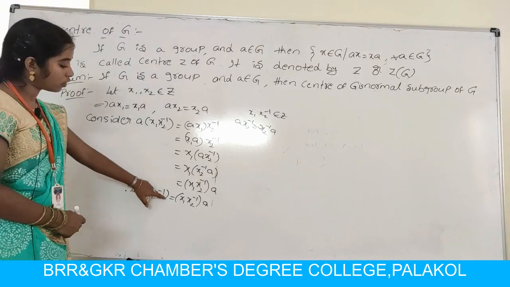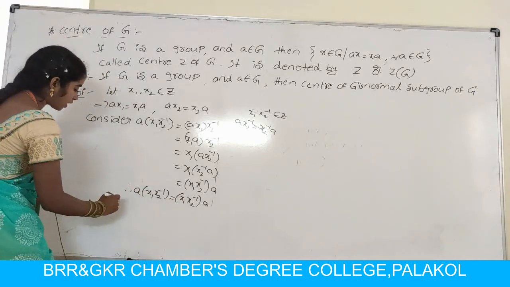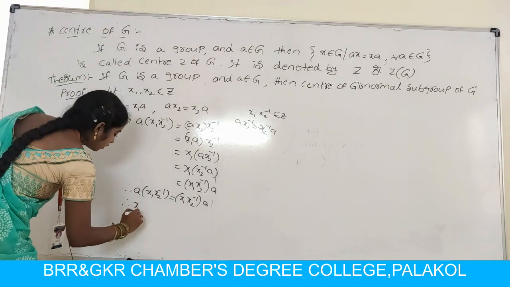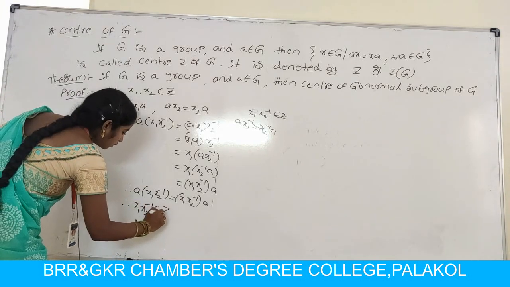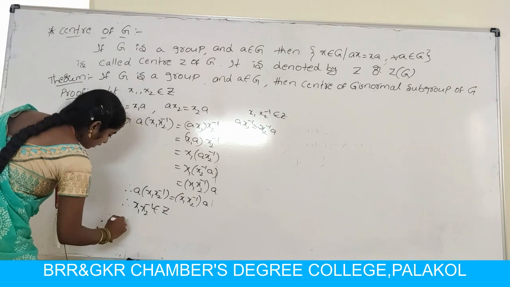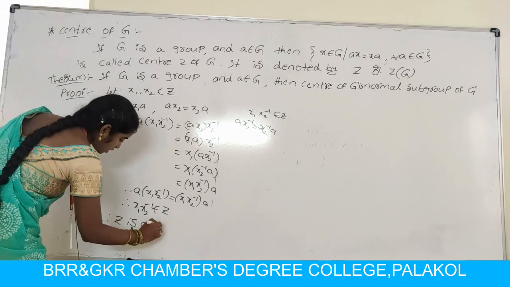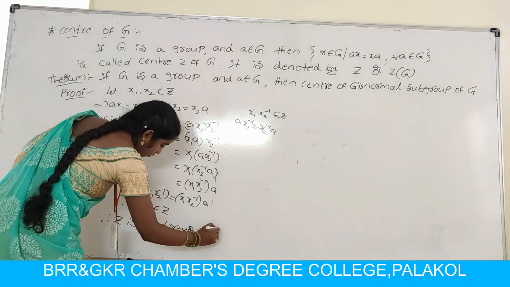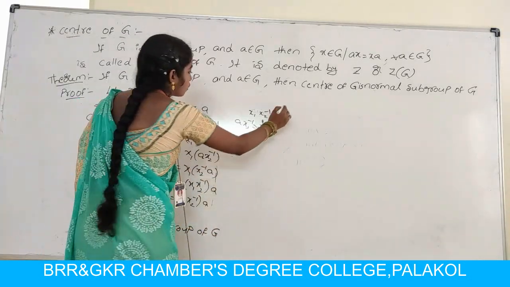So Ax equal to xA. So therefore x belongs to Z. So x1 into x2 inverse belongs to Z. So therefore Z is a subgroup of Z.